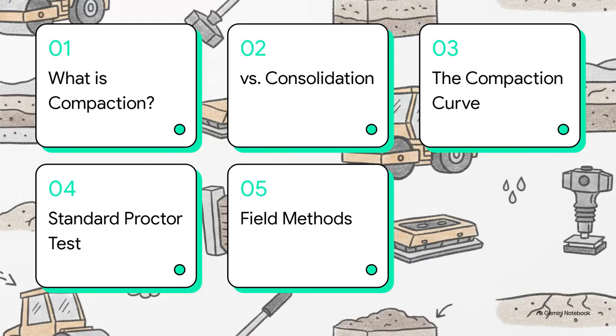Okay, let's dive right into this. Here is our roadmap for today. We'll start with what soil compaction actually is, and clear up the difference between compaction and consolidation. Then, we'll look at the compaction curve, break down the standard Proctor test, and finally, check out the field compaction methods used on real construction sites.